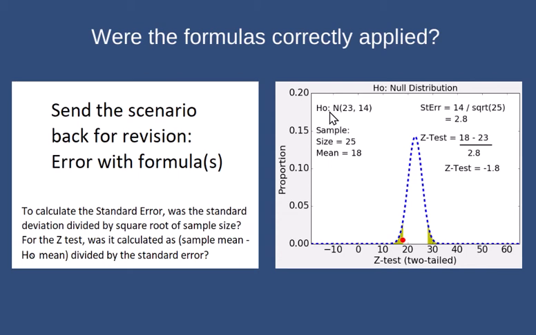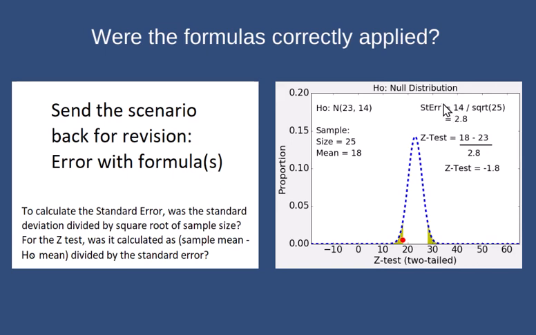We'll be told that for that normal distribution, what is its mean and what is its standard deviation. So in this example, the mean is 23, standard deviation is 14. And then for the sample, we'll be told its size, 25, and the mean, 18. So then we get to the challenge of this particular activity. Are we putting the correct information into our formula?